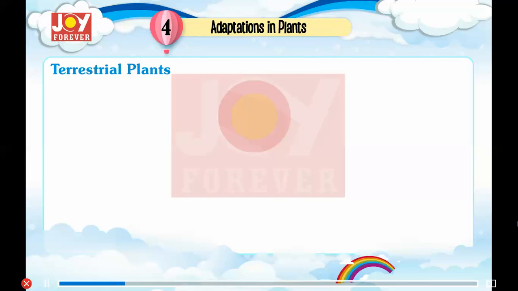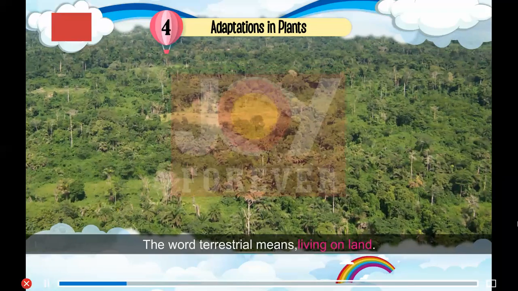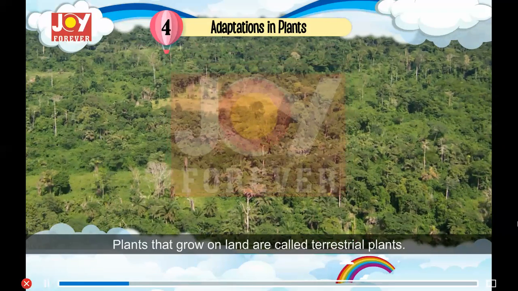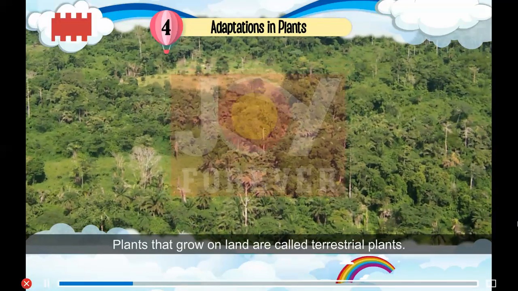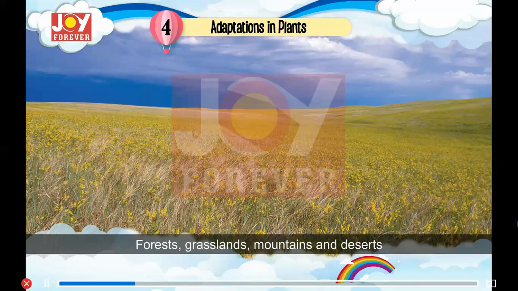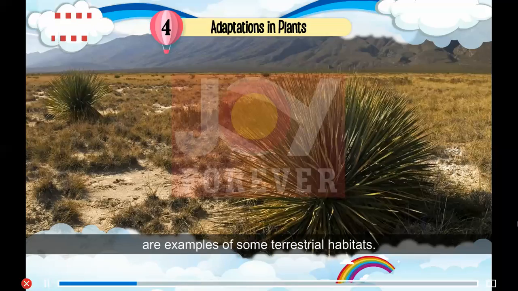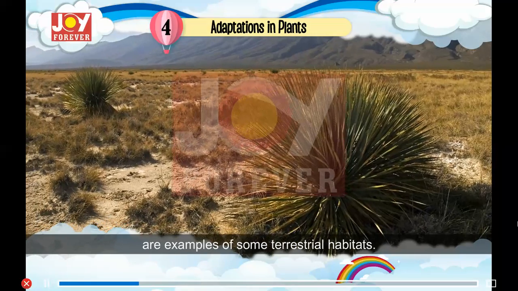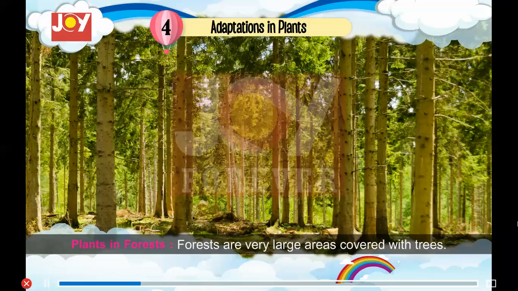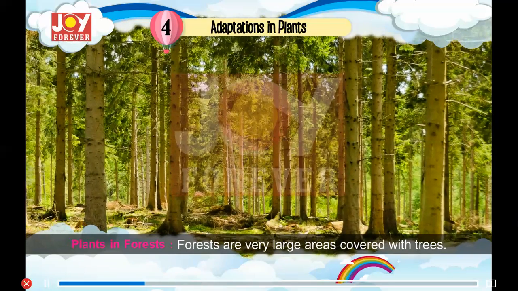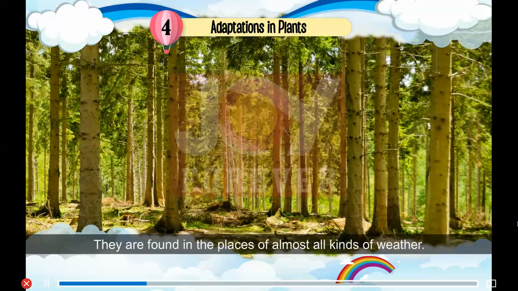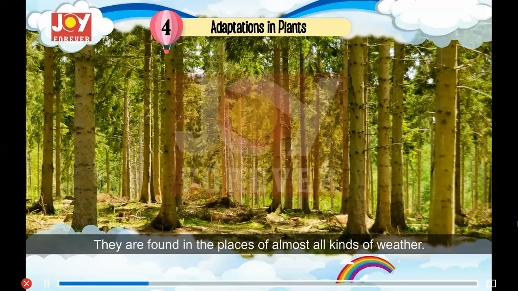Terrestrial plants. The word terrestrial means living on land. Plants that grow on land are called terrestrial plants. Forests, grasslands, mountains, and deserts are examples of some terrestrial habitats. Plants in forests. Forests are very large areas covered with trees. They are found in the places of almost all kinds of weather.